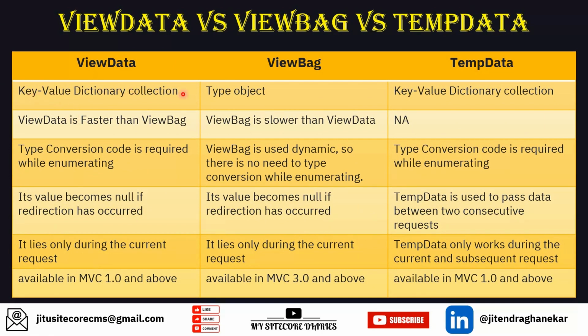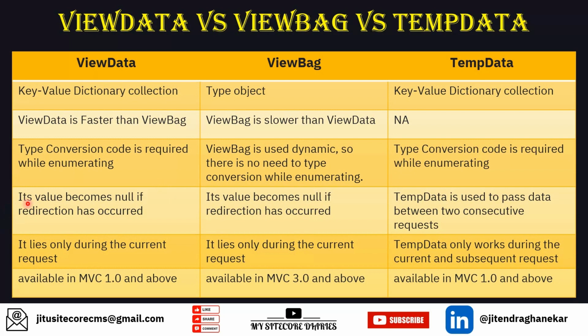ViewData, key value dictionary collection. So ViewData and TempData are the same, both use the key value dictionary collection, whereas the ViewBag uses the type object. ViewData is faster than ViewBag. Type conversion code is required while enumerating. So type conversion is required for both ViewData and TempData. ViewBag doesn't require it because it is dynamic. So there is no need for type conversion.